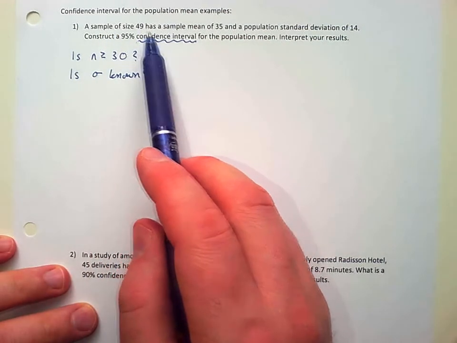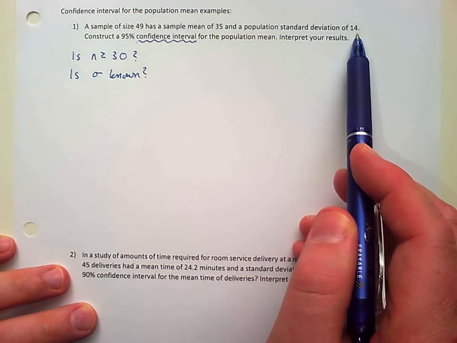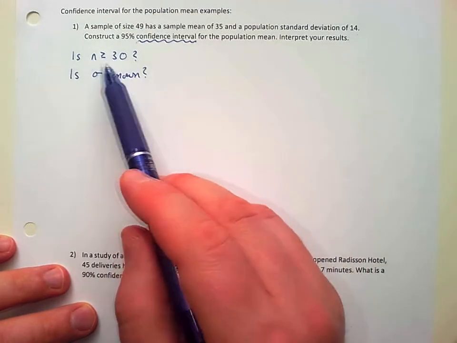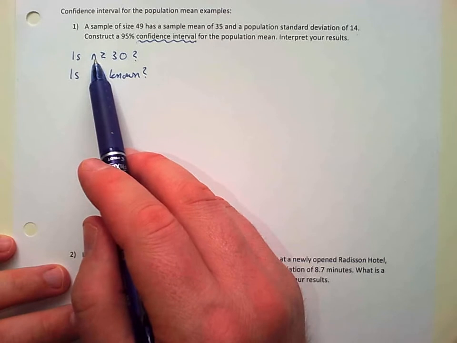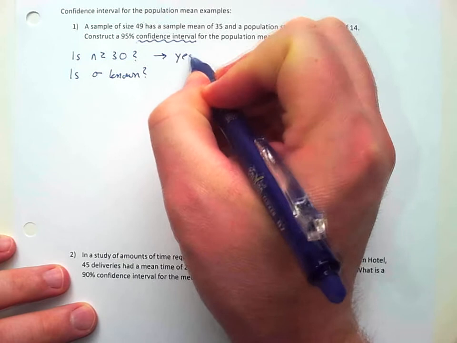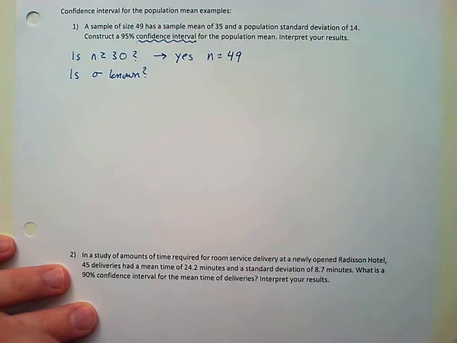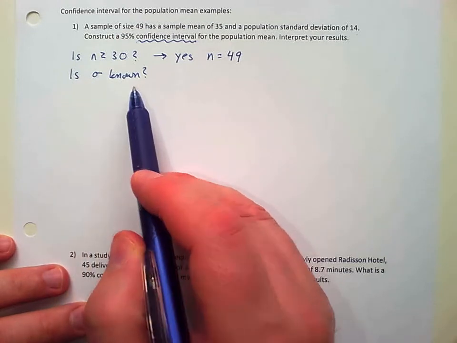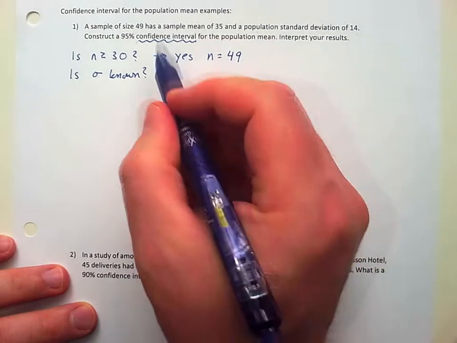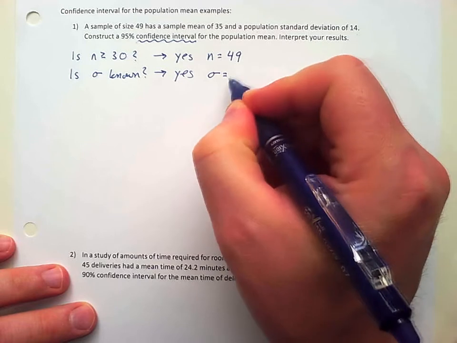A sample of size 49 has a sample mean of 35 and a population standard deviation of 14. So in that, it tells us that our sample size is 49. Question is n, little n, our sample size greater than or equal to 30? So we can definitely answer that as yes, because n is equal to 49. Then for the second question, is sigma known? Well, sigma is our population standard deviation, and it tells us here that our population standard deviation is 14. So again, we're going to say yes, and sigma is equal to 14.